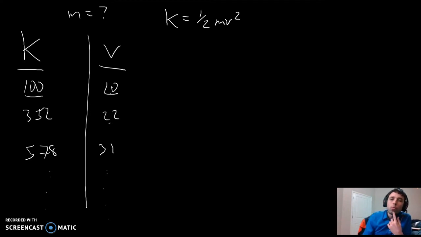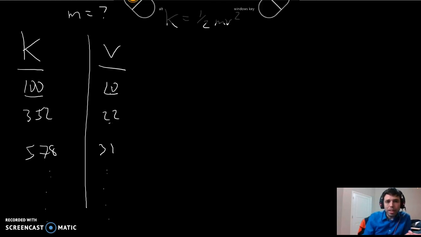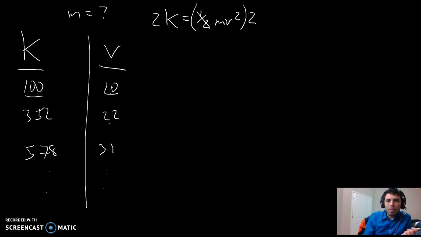So what if we rearrange the equation so that it equals m? We want to find m, so let's rearrange it. Well, how do we do that? First we have to multiply by 2, because we want to cancel that 1/2. So times 2 on both sides. The half and the 2 cancel out.